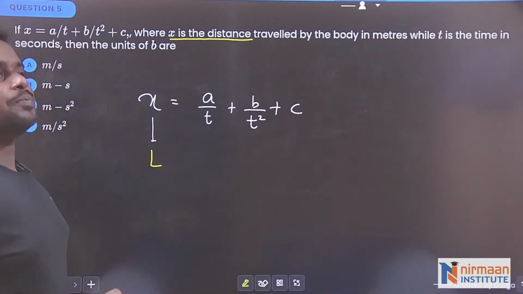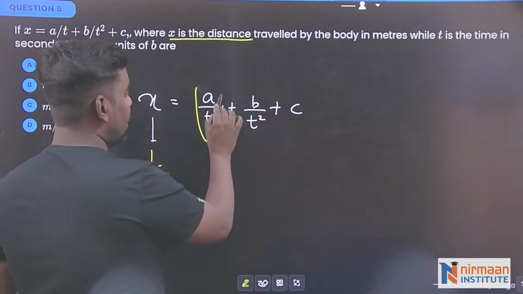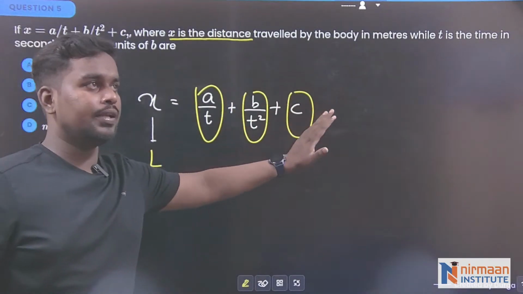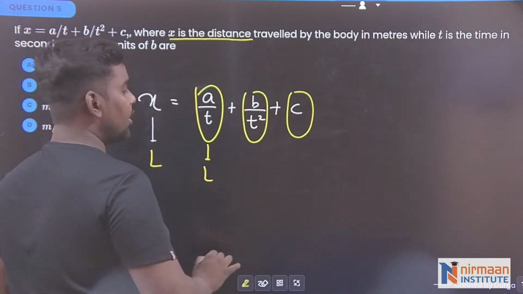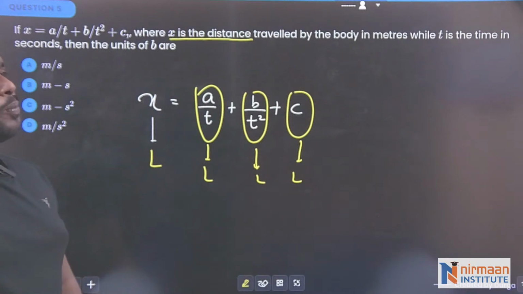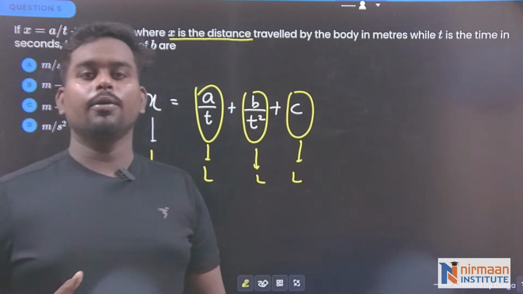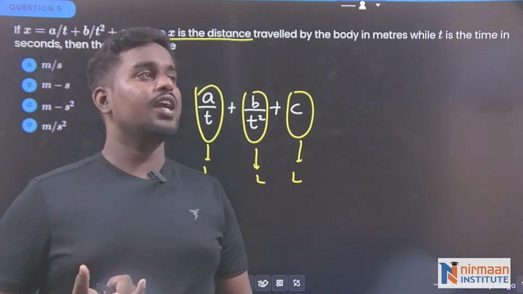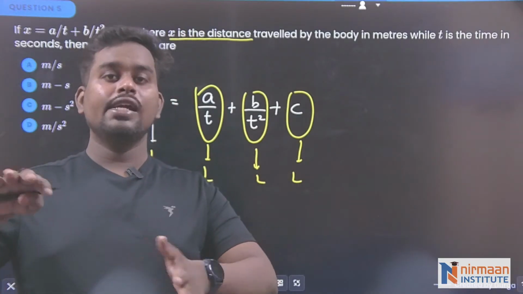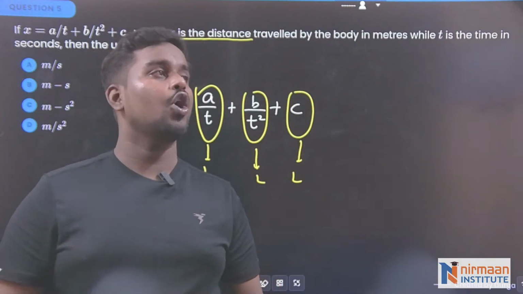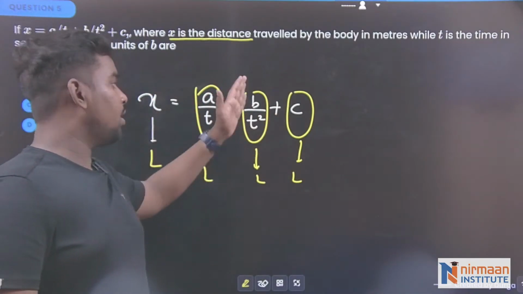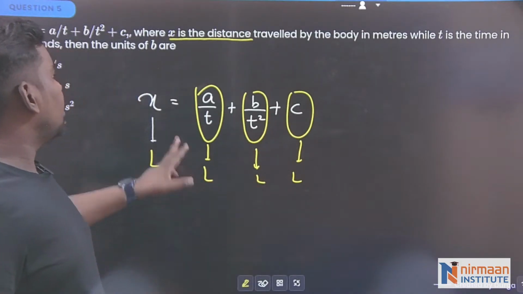So as per the principle of homogeneity, the dimension of every term of the RHS has to be L. So it has to be A by T has to be L, B by T square has to be L, and C has to be L. Again, I'm telling you it's very, very important. If a physical equation is correct, the dimension of LHS must be equal to the dimension of each term of the RHS. It is the principle of homogeneity. So x is L, then each term on the RHS like A by T, B by T square, and C must have dimension L. So what they're asking is the unit of B.